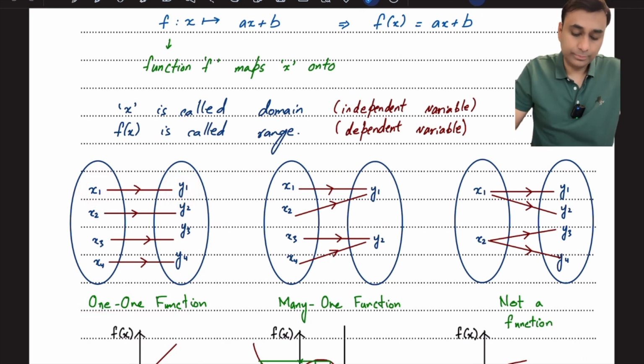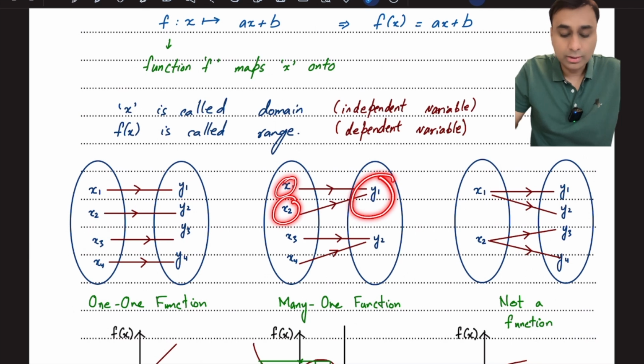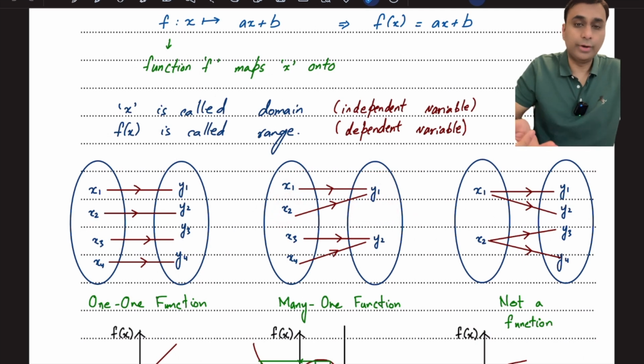There is a possibility that different values of x would correspond to a single value of y, that is, many domains would have a single range, and that would still be a function. But this is called a many-to-one function, like it could be a 2-to-1 function or a 3-to-1 function and so on and so forth.